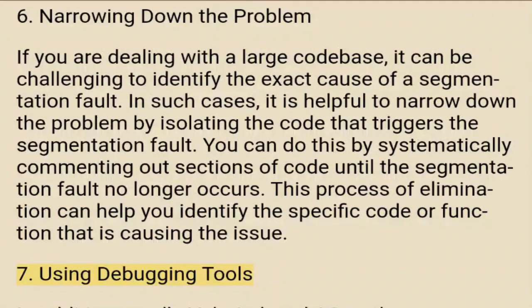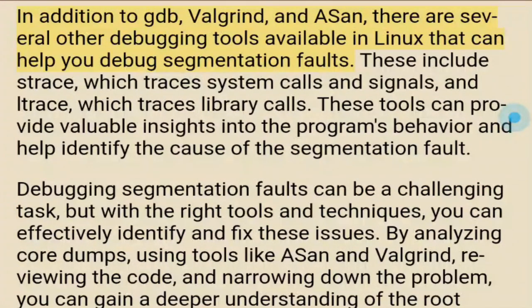7. Using debugging tools. In addition to GDB, Valgrind, and Asan, there are several other debugging tools available in Linux that can help you debug segmentation faults. These include strace, which traces system calls and signals, and ltrace, which traces library calls. These tools can provide valuable insights into the program's behavior and help identify the cause of the segmentation fault.